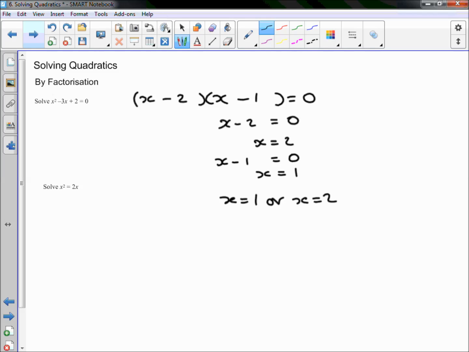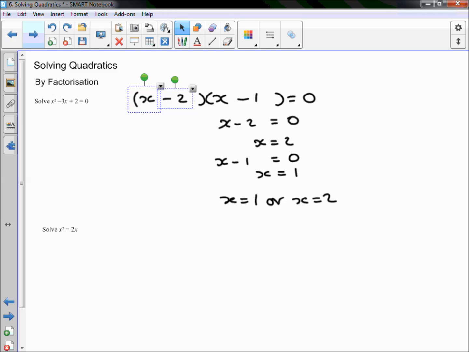Now you'll notice I don't say "and", because x can't be 1 and 2 at the same time, so we must say "or". Okay, so our first method for solving quadratics is first to make them equal to 0, and then to factorise, and then take both those factors, so in this case x minus 2 and x minus 1, make them equal to 0, and then solve those linear equations. Okay, do you want to pause it again, and then have a go at solving x squared equals 2x using this method? Okay, see you in a couple of minutes.